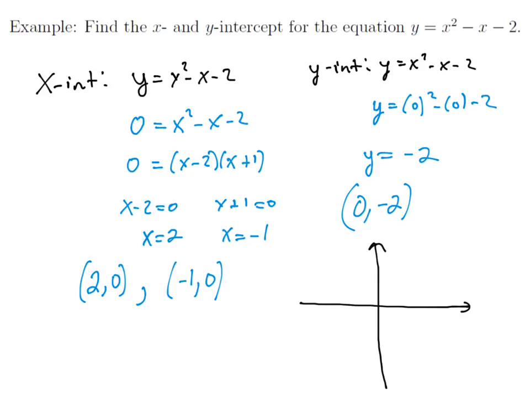Now you probably recall what this type of graph looks like. It's a parabola. So we can graph the parabola. Well, I have a point at (0, -2) down here, and then I have (2, 0) and (-1, 0). So it's going to look something like that. We could get a little more precise, but with just the intercepts, that's about as good as we can do.